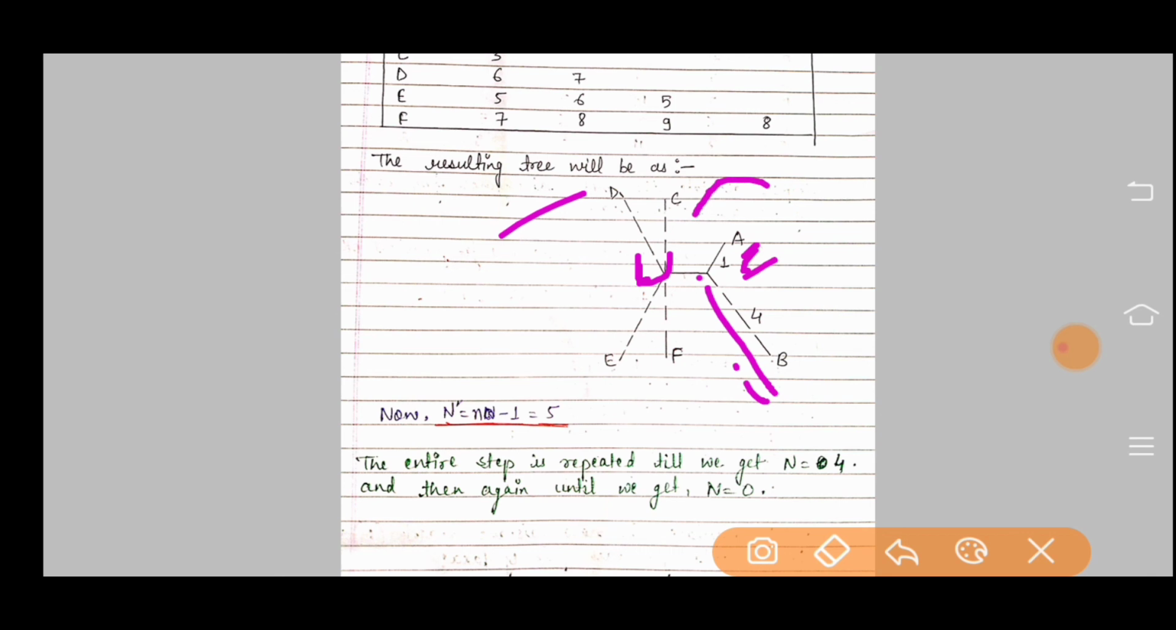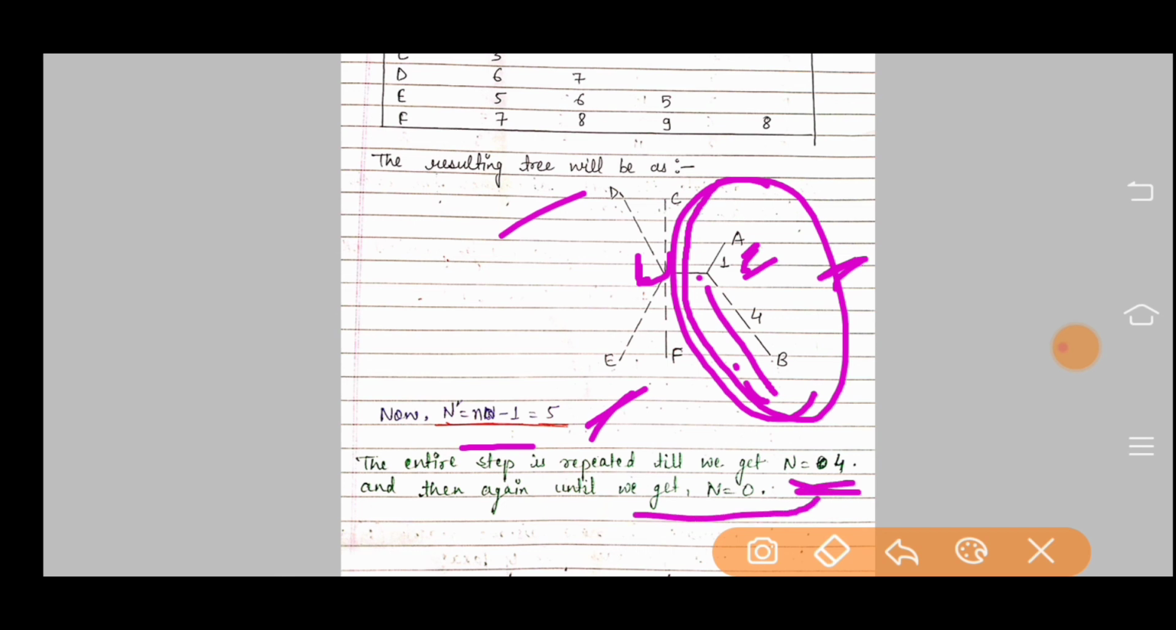Now consider it as a single entity. So now the number of taxa will be reduced. Earlier we had 6 taxa, but now we get n is equal to n minus 1, that is only 5 taxa. And the entire step is repeated till we get n is equal to 4, and then again until we get n is equal to 0 by calculating this. And then finally we get a phylogenetic tree where all the taxonomic units are arranged in a particular way, showing the distance from the common node. Thank you.